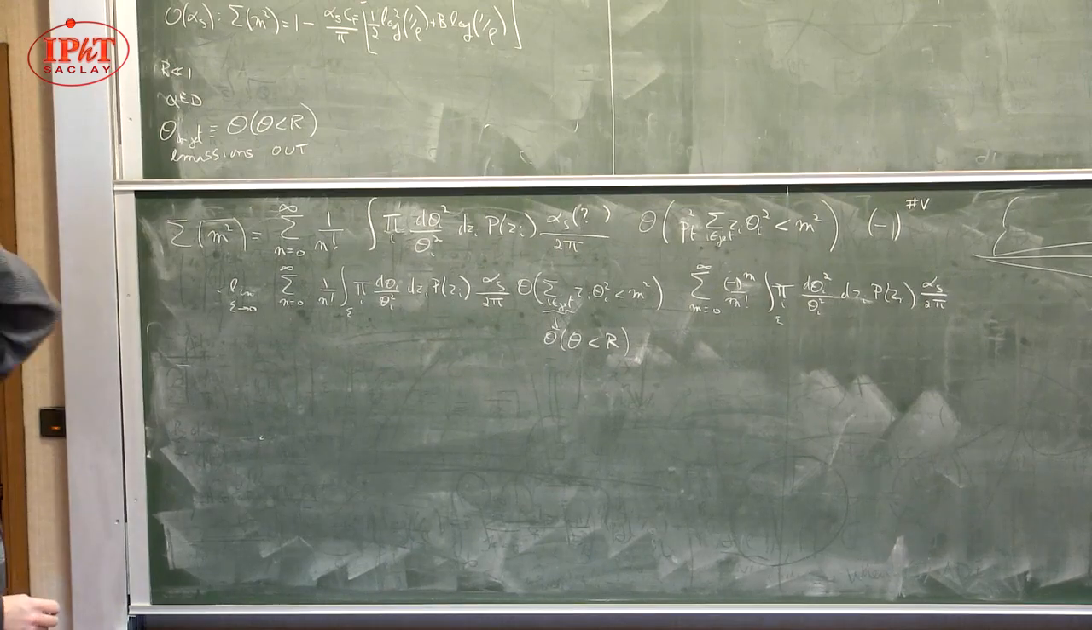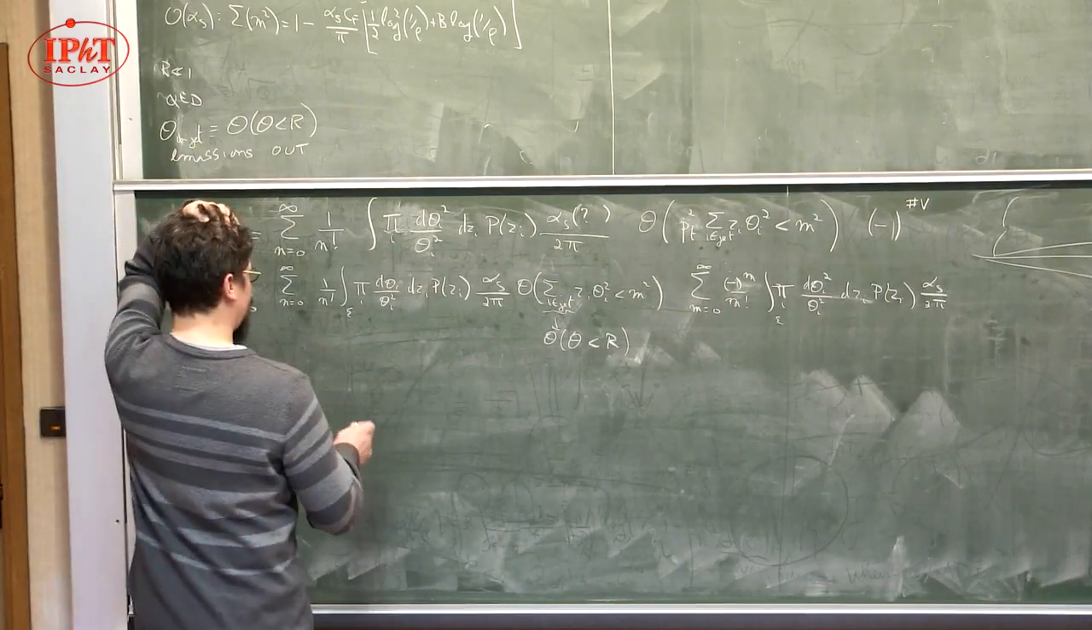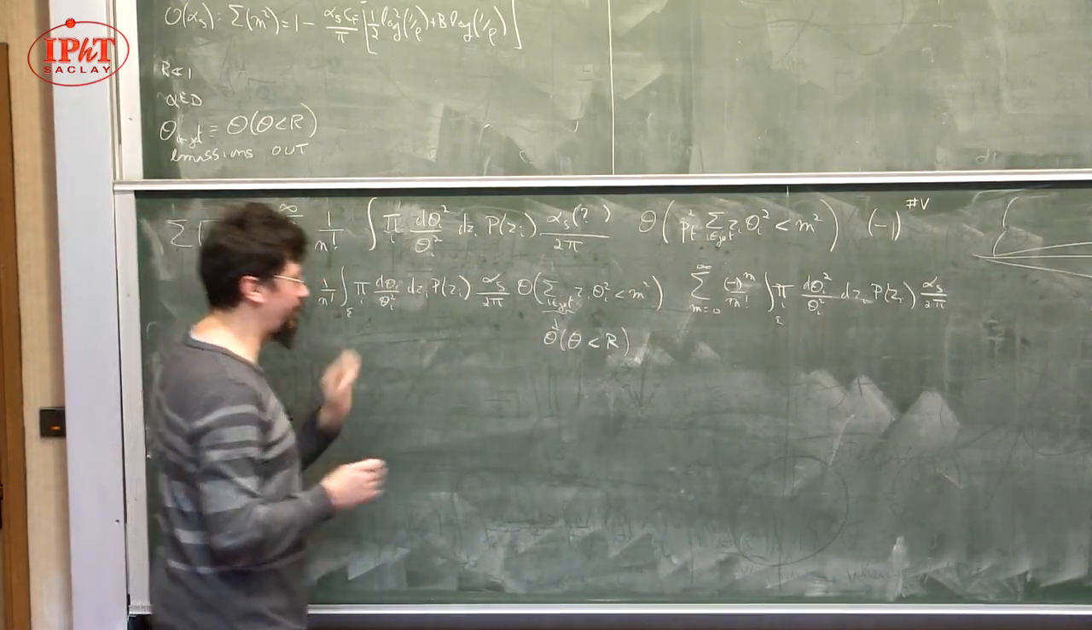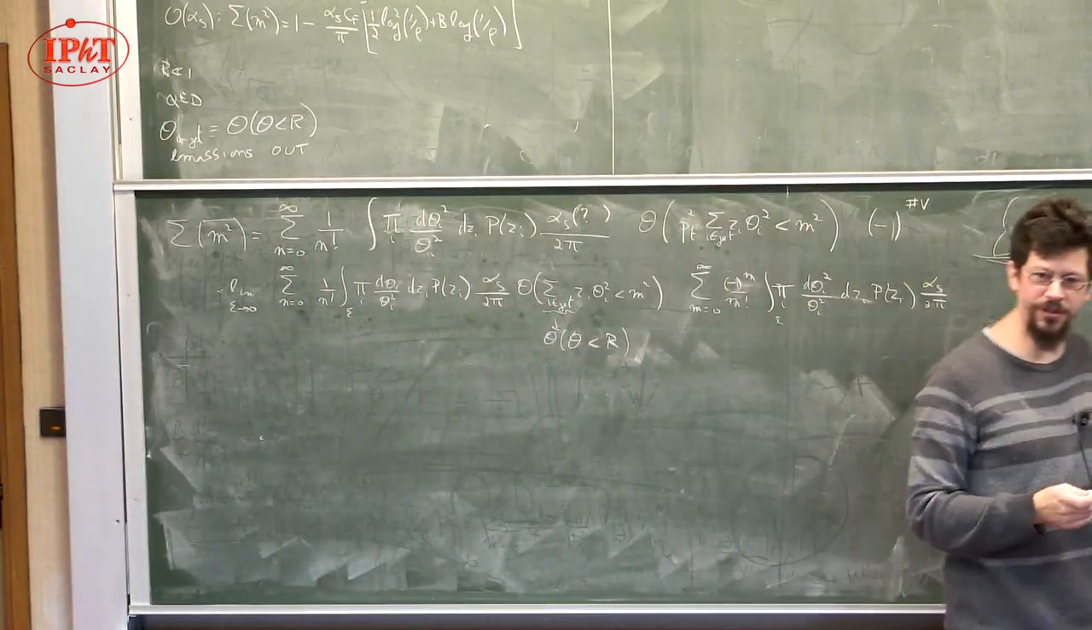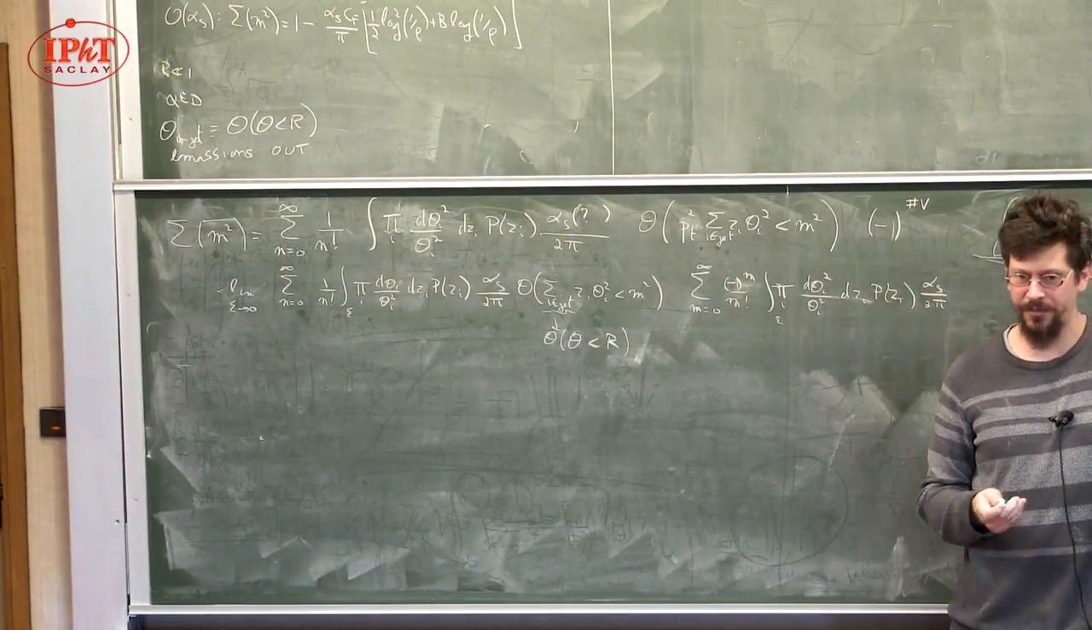So this means at the end of the day... Sorry, yes. So what is the conclusion? What you said, that you can drop the theta? So the conclusion is that at the end of the day, you can split this term, both the real and virtual term, into a contribution from angle smaller than r and a contribution from angle larger than r.